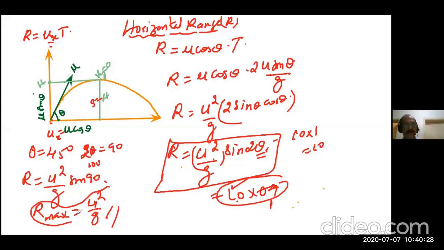Sir, if theta is equal to 90, then what will be the value? Sine 180 will come. Sine 180 is 0. What happened? It will fall on your head itself. No horizontal range. Isn't it? So be careful. Don't throw shot put and all at 90 degrees.